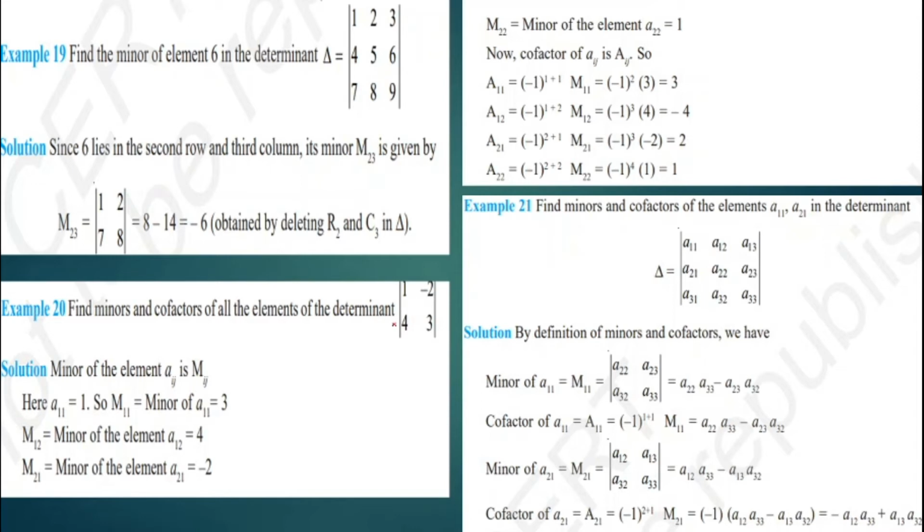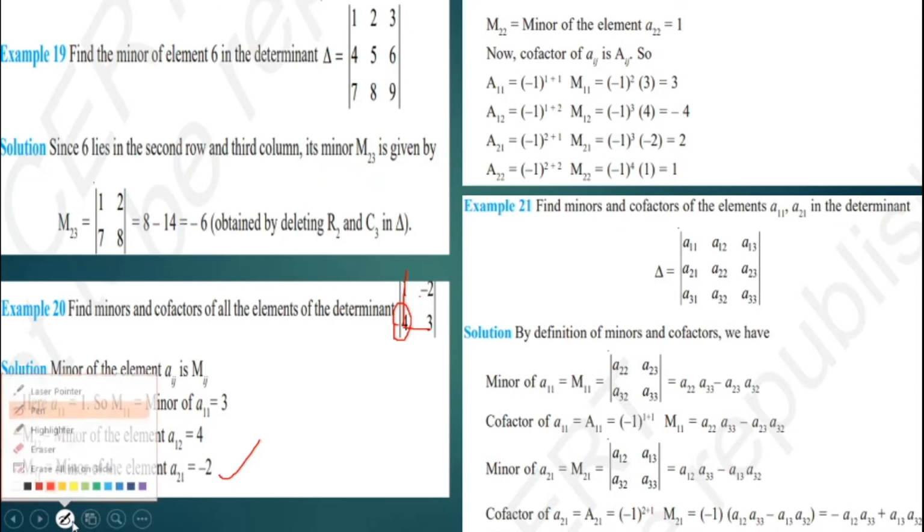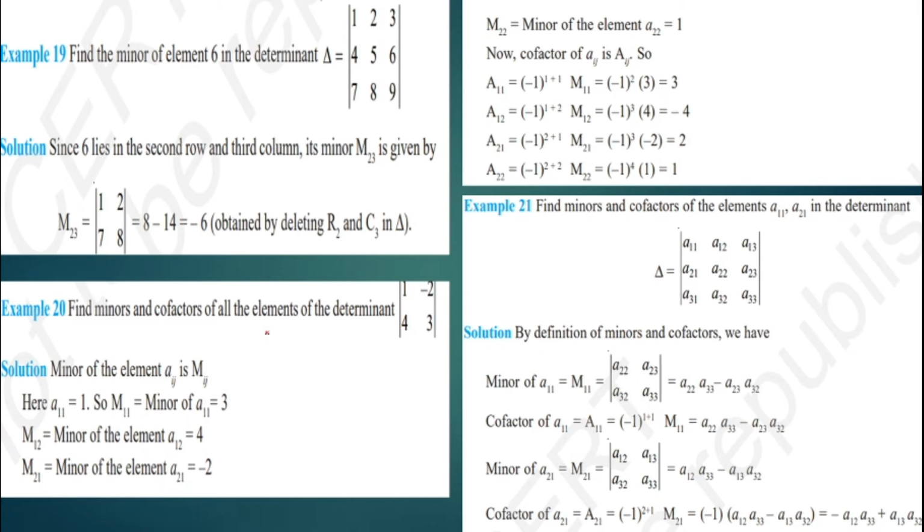Minor of a21. Delete the row and column. So negative 2. Minor of M22. Second row, second column delete, we have 1. So we are done with minors. Now cofactors.